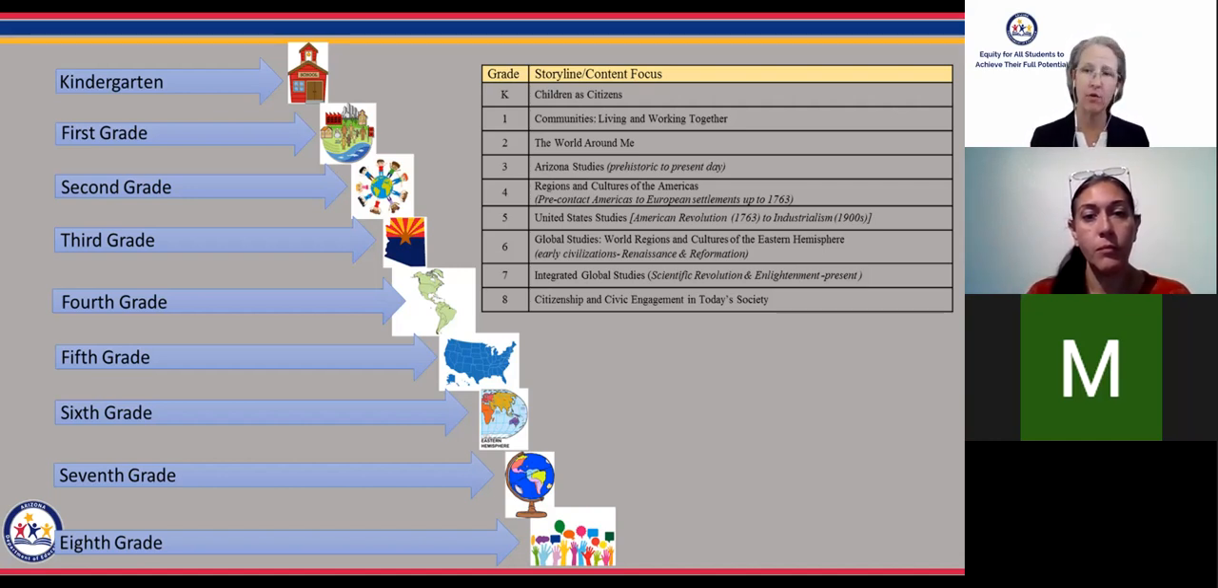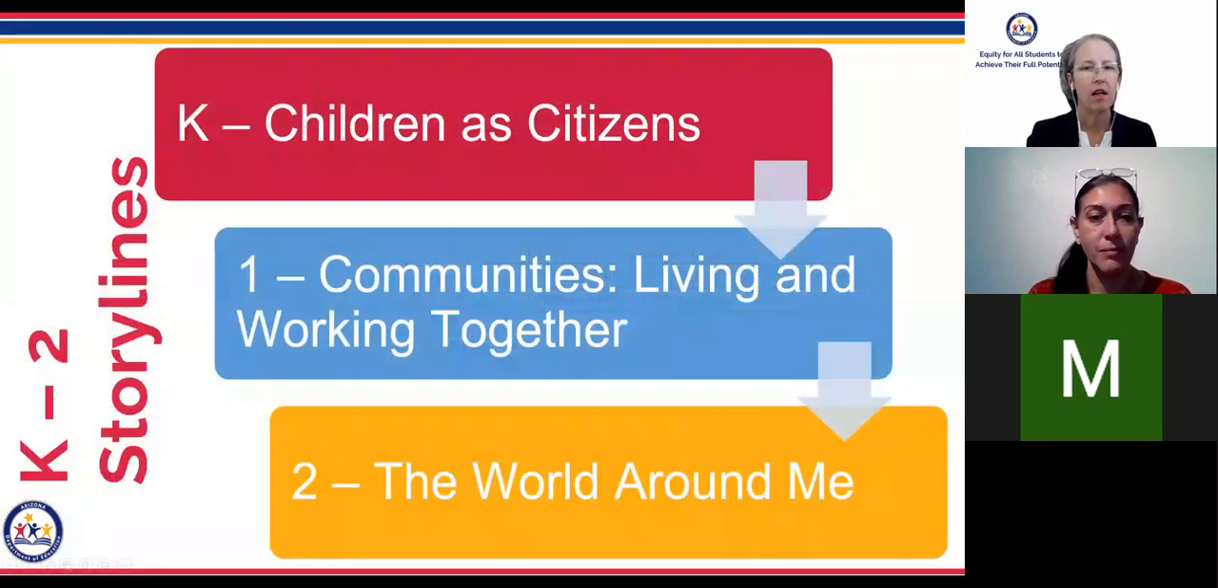Then it gets to Arizona, then the Americas, then we get to the beginnings of the US, and then sixth, seventh, and eighth grade look at the world, and then kind of a capstone in eighth grade with civics. And now what are you going to do with it? So when we look at this, this is the storyline. These are the three grade bands that we're focusing on for this seminar.